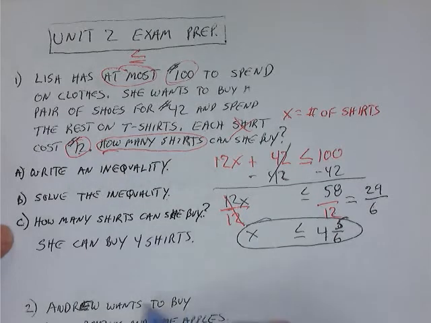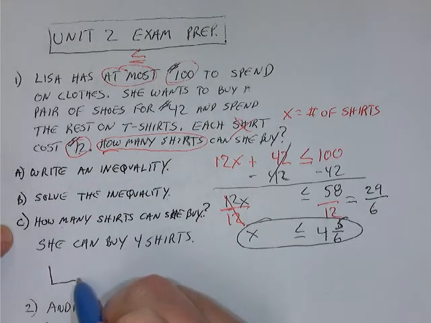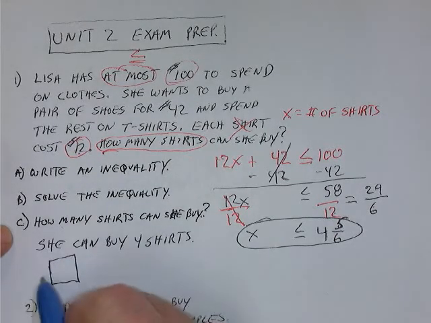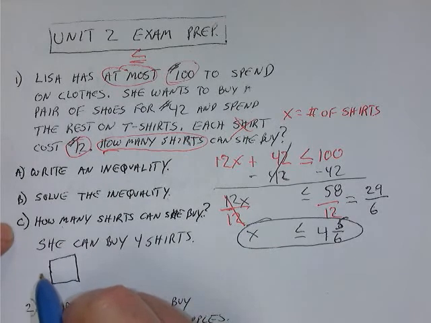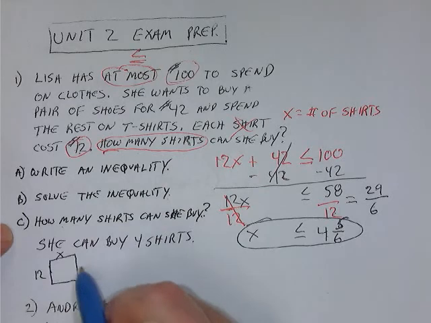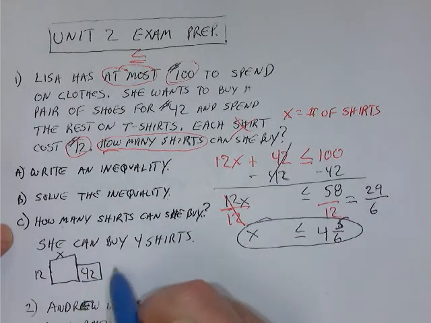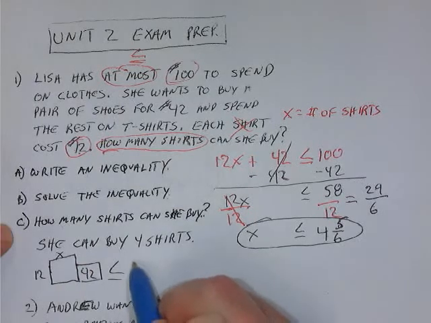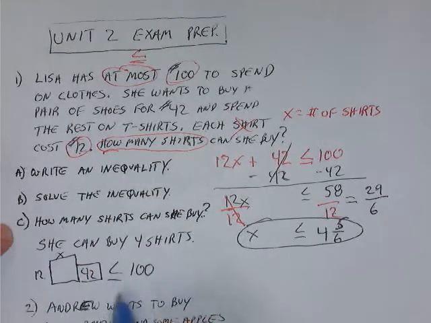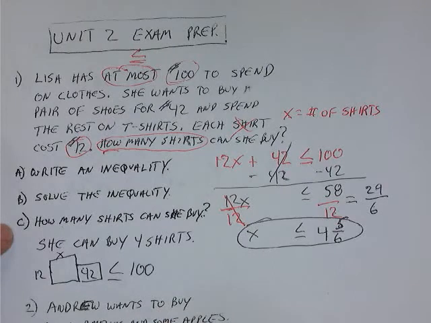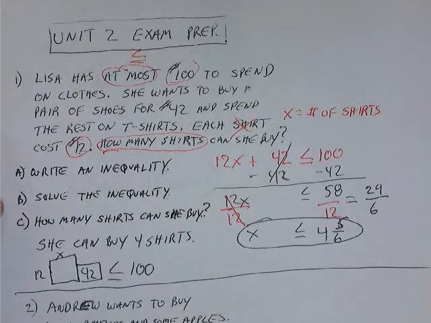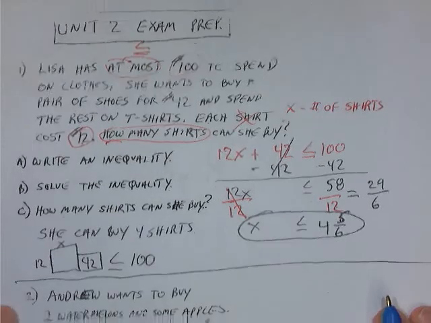And for those of you who like to model this, this would be 12X plus 42 less than or equal to 100. That would be our model for this. But you're not required to make a model here on this assignment. All right, let's go to the next question.